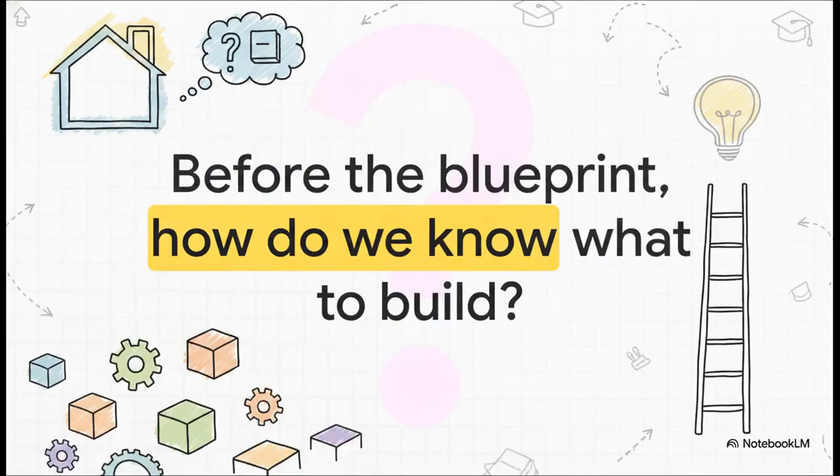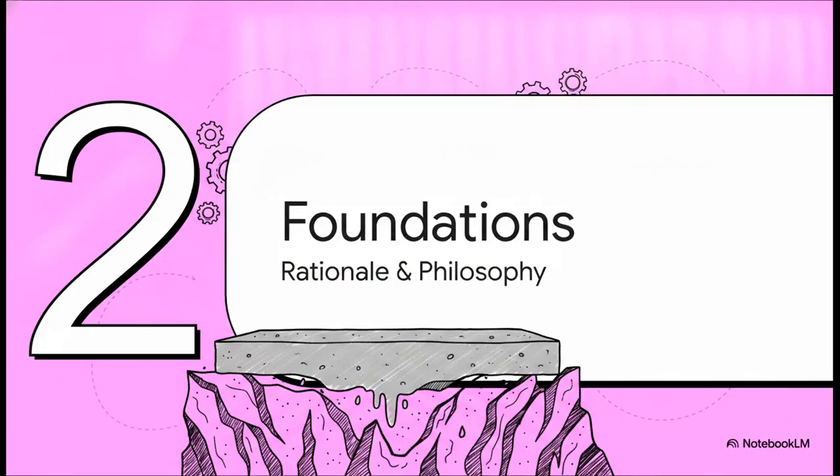But wait a second. Before any of these models, Tyler's, Walker's, or backward design, can actually be applied, how do educators know what kind of educational house they're supposed to be building in the first place? How do they justify the content? That brings us to section 2, foundations, rationale, and philosophy.